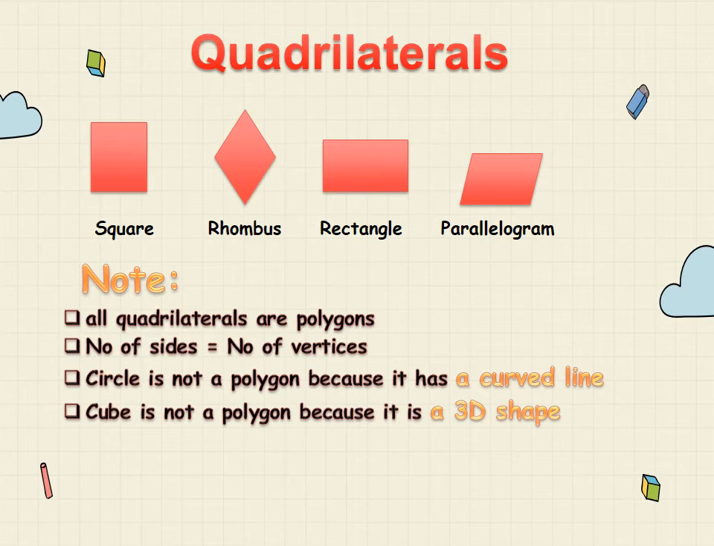All quadrilaterals are polygons, and the number of sides always equals the number of vertices in all polygons and quadrilaterals. Okay, a circle is not a polygon. Why? Because it has a curved line, and in a polygon we have to find straight sides, not a curved line. Okay, a cube is not a polygon because it's a 3-dimensional shape, and polygons have to be 2-dimensional shapes, not 3D. Any 3D shape is not a polygon.